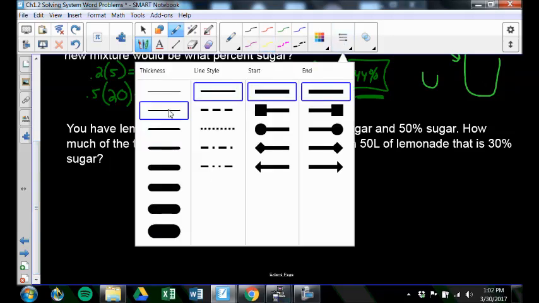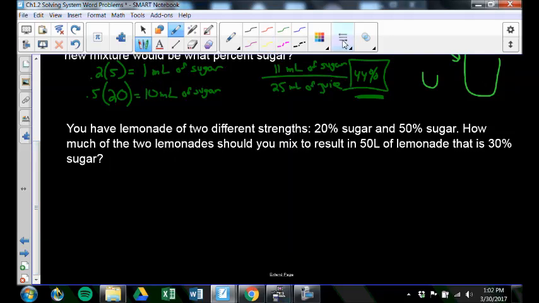This is the problem that is very commonly done in these scenarios. You have lemonade of two different strengths. One is 20% sugar and one is 50% sugar. How much of the two lemonades should you mix to result in 50 liters of lemonade that is 30% sugar?